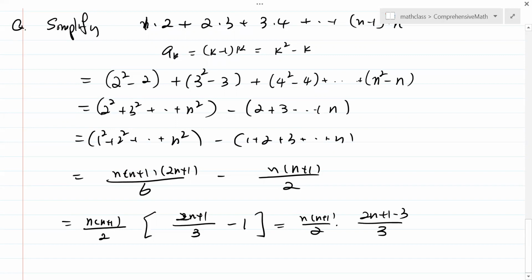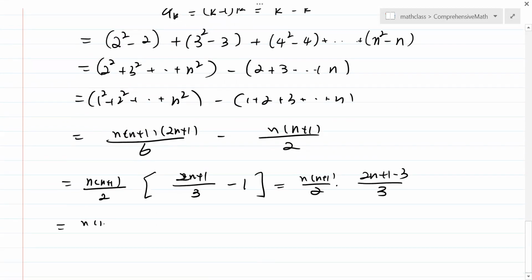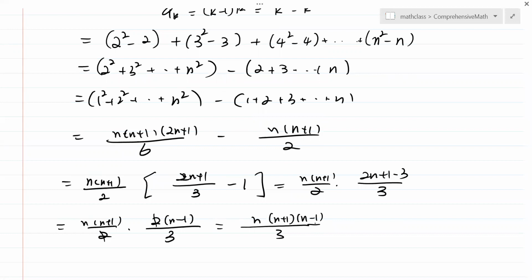Okay? And you can continue to simplify. It's 2n plus n minus 2. So n minus 1, and the 2 cancels out. The result is n plus 1, n minus 1. It's a product of 3 consecutive numbers. Okay? It's always a product of 3 consecutive numbers. You can express it in the form like that. All right.